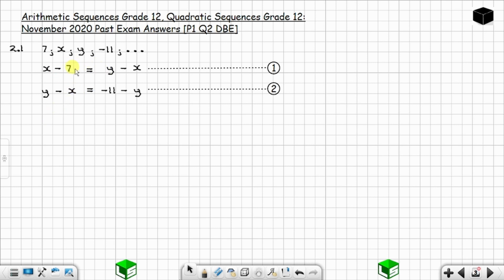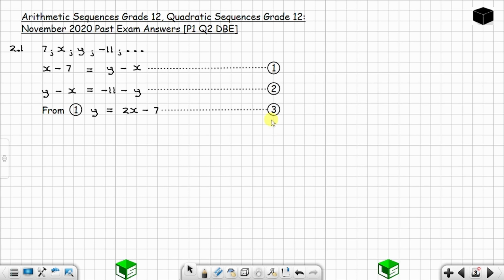So I can say from equation 1, you have y is equal to x plus x, which is 2x minus 7. I hope you are not confused. You have this y there, and you have this negative x to the other side. You have now x plus x, it's 2x, and then you have negative 7. And this becomes our third equation.